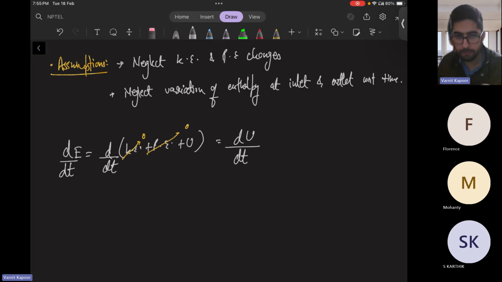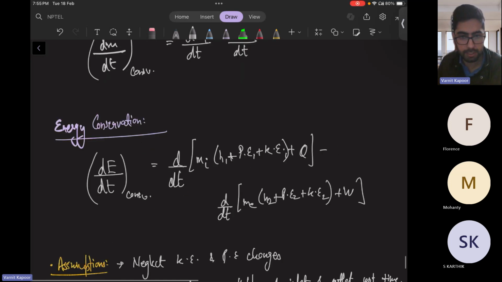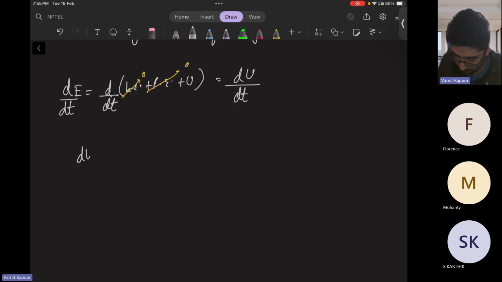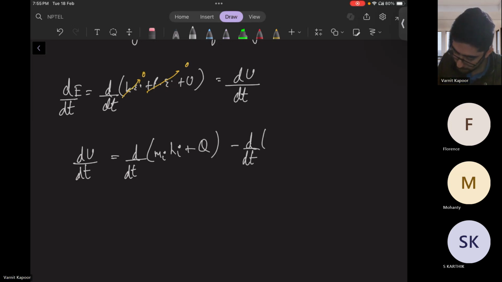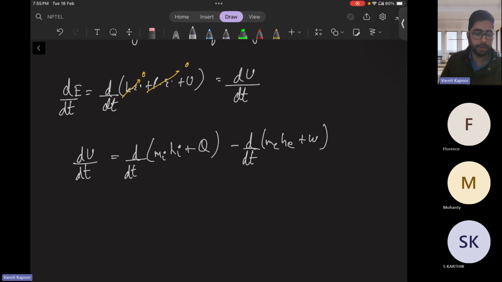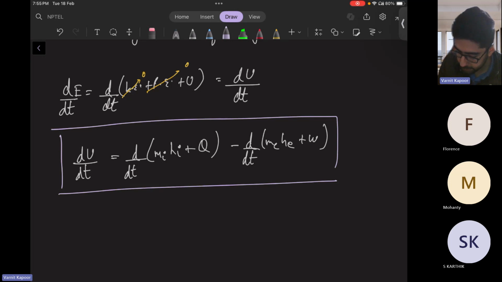Now put this dU by dt on the left hand side of the energy conservation equation. So dU by dt, and the right hand side will look like d by dt of mi hi plus Q, because kinetic and potential energy heads are neglected in the assumption, minus d by dt of me he plus work. Very important equation. Now we'll take the differentiation also in this. Let me first highlight this equation.